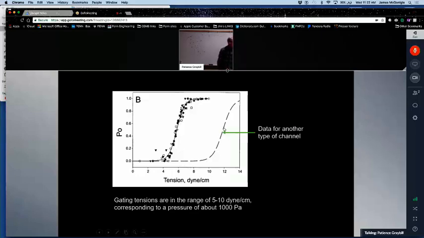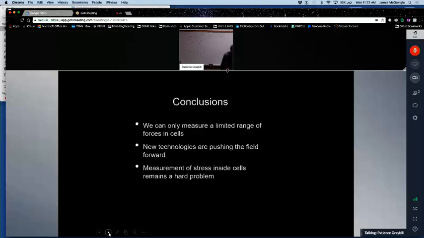So you have a whole host of channels in the cell that are opening up at different values of the tension. And we're only starting to understand how those help in regulating the properties of the cell. Okay, so that's really what I have to say.